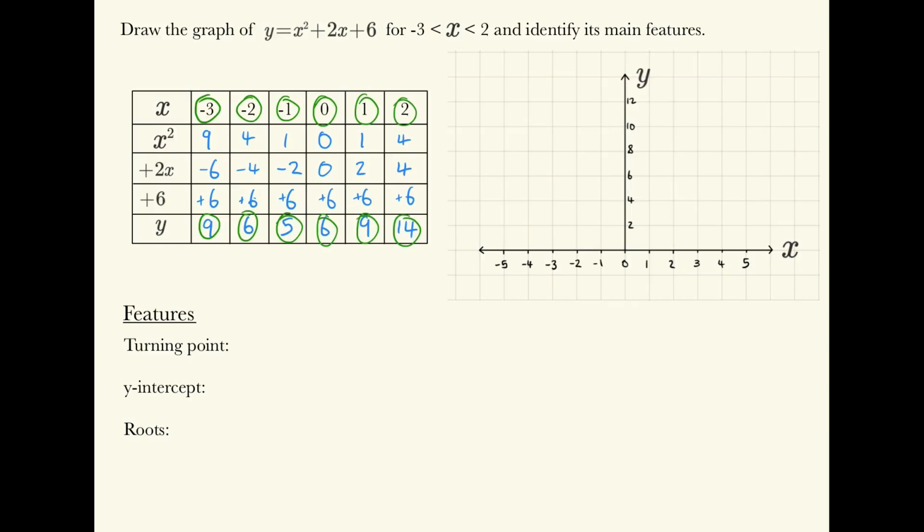So again, what we've done is we've just plugged each of these numbers into the function above, but we've split them up into the individual terms here: x squared plus 2x plus 6. We've worked out these numbers, and then you just combine them together and you get what y is equal to. Okay, that's all we've done.